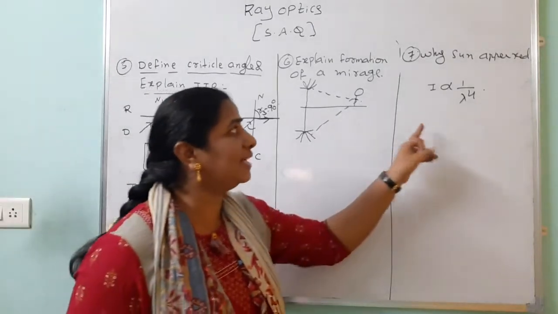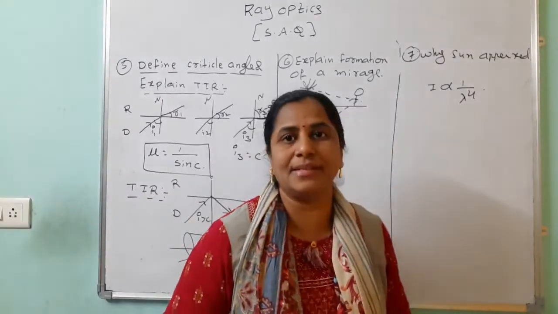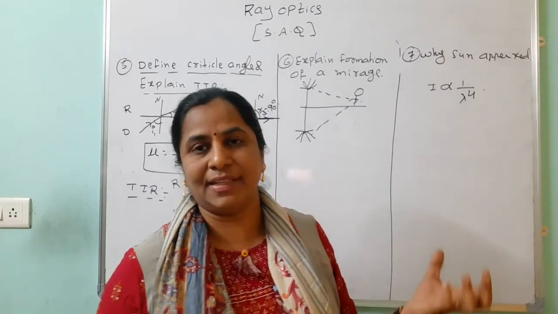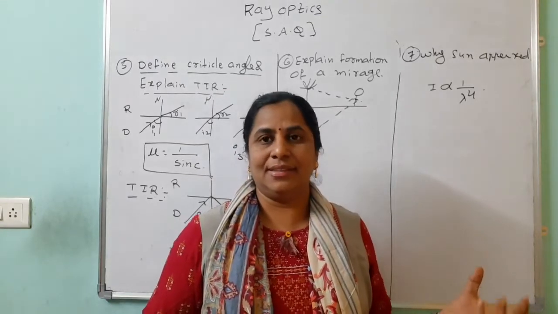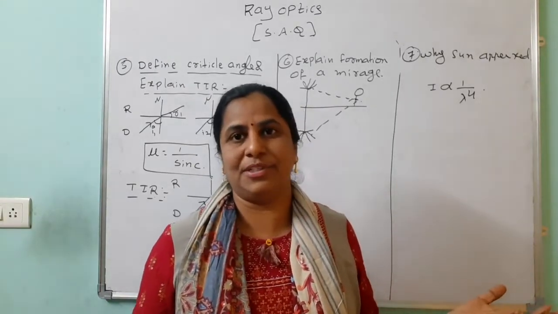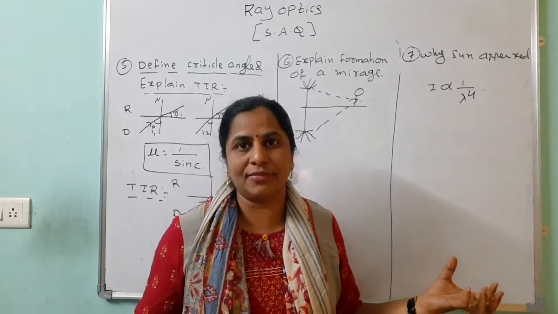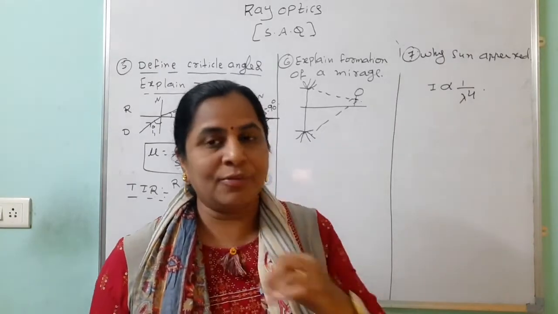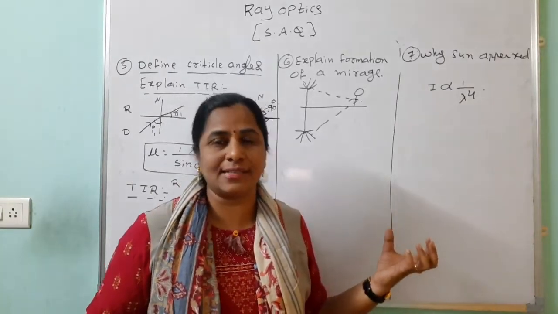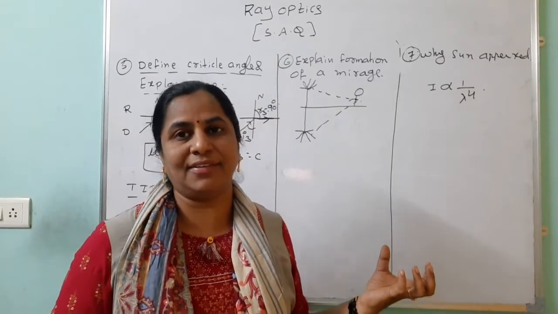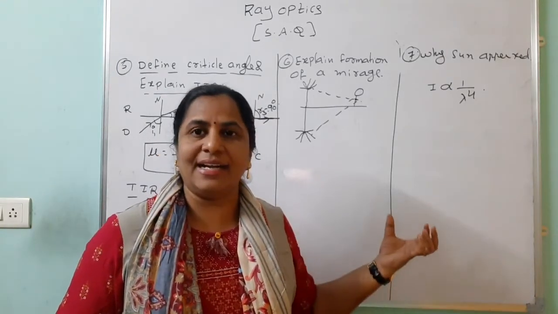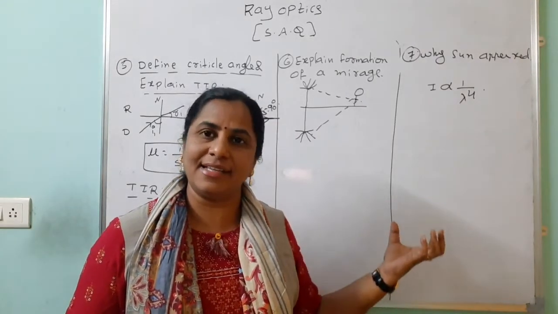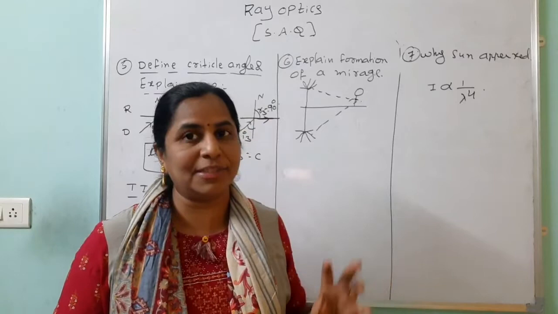Now our seventh question is: why does the sun appear red during sunset and sunrise? You know that when light comes from the sun to the earth, the rays have different colors, VIBGYOR. When these travel through dust particles and clouds, the clouds have water droplets. So which color has more scattering? Blue has more scattering power and red has less scattering. Which color has more wavelength? Red has more wavelength. It does not have that much bending nature.